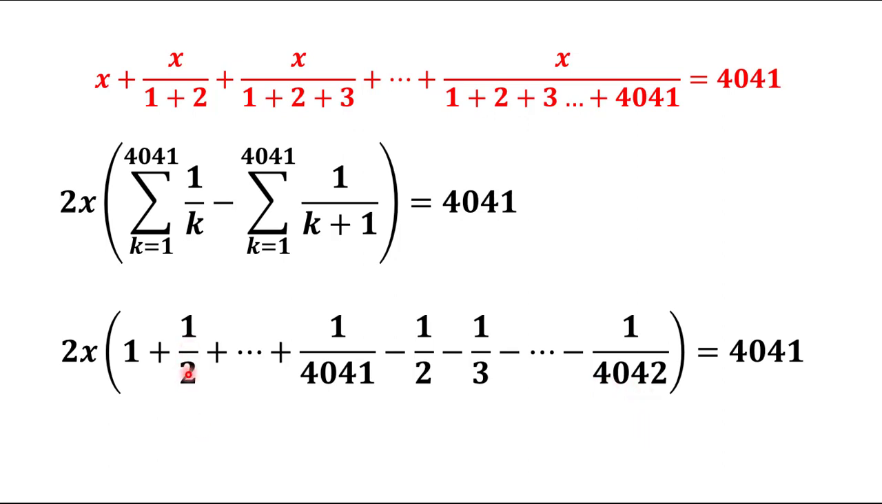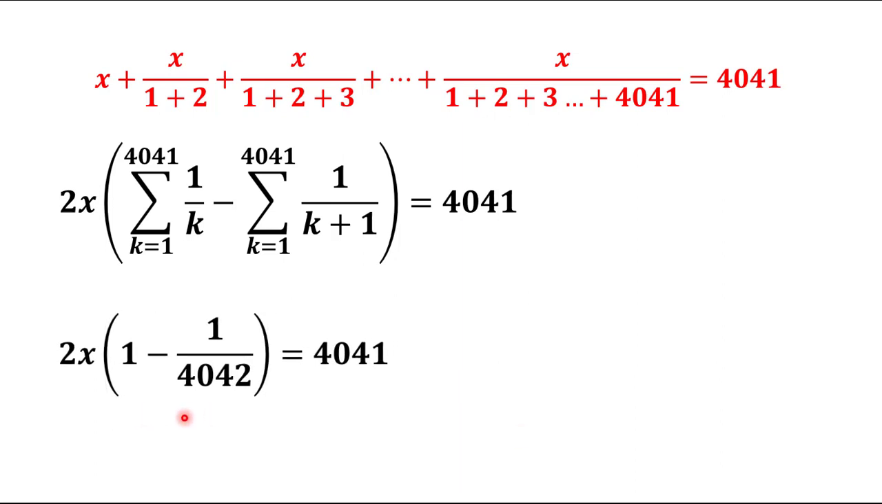As you can see, 1 over 2 and minus 1 over 2 are going to cancel out, 1 over 3 and minus 1 over 3 cancel out, and all terms remove each other, except the first term and the final term. And we're going to get 1 minus 1 over 4042.